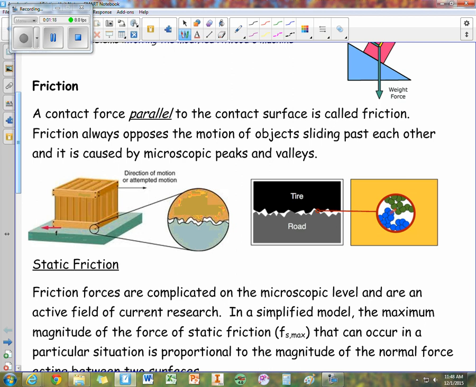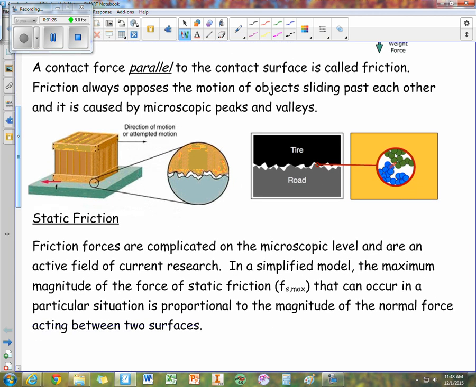And friction always opposes sliding. That's very important that we say that. It opposes sliding. On a microscopic level, we see that there are all these little tiny peaks and valleys between two surfaces. So one model for friction is that when two surfaces are in contact, the peaks and valleys line up. And that causes the friction.